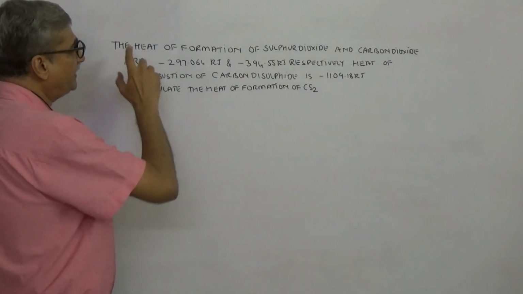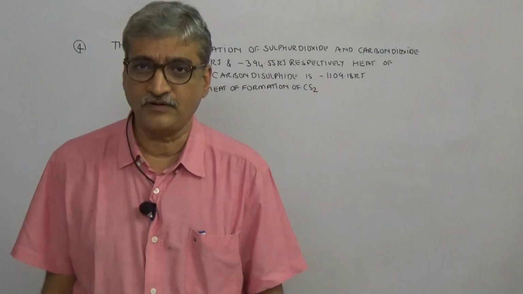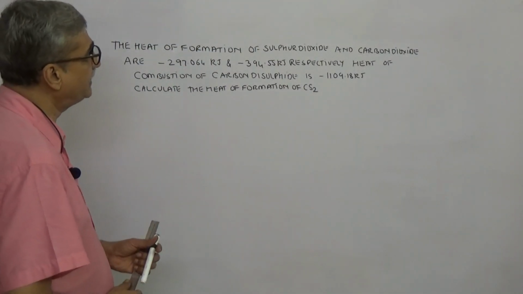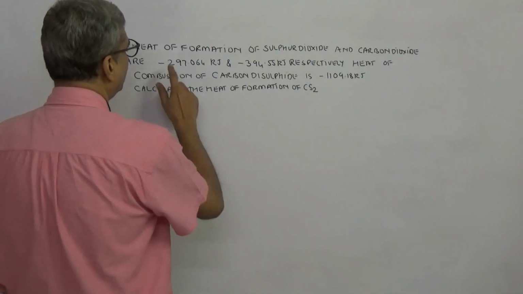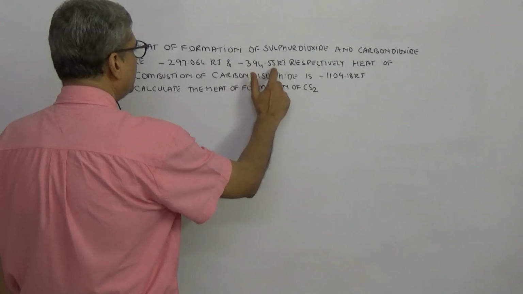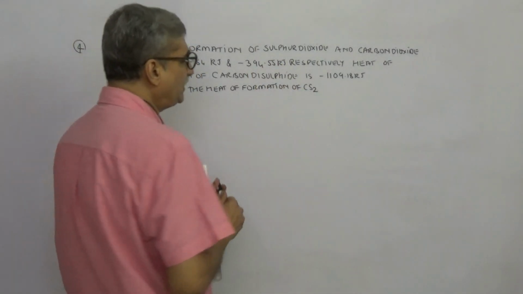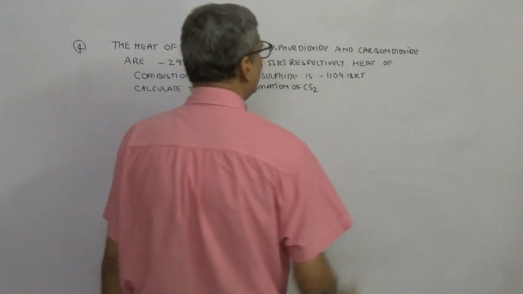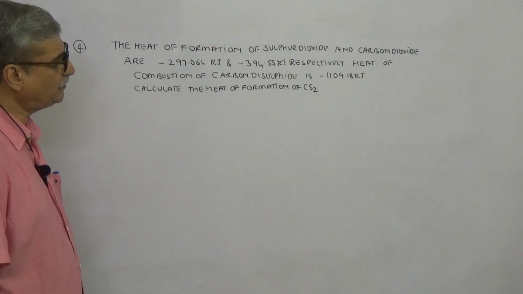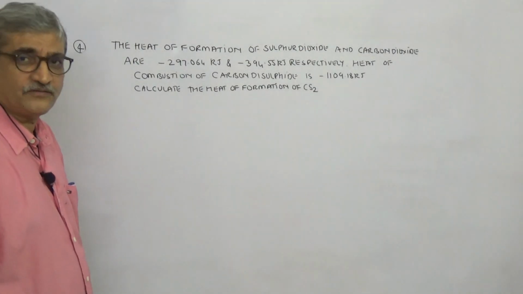Now in this problem again everything is in the statement form and we have to convert it into equation form. Is this clear? What we have is the heat of formation of sulfur dioxide and carbon dioxide are minus 297.064 kilojoule and minus 394.55 kilojoule respectively. They have also given the heat of combustion of carbon disulfide is minus 1109.18 kilojoule. Calculate the heat of formation of carbon disulfide.